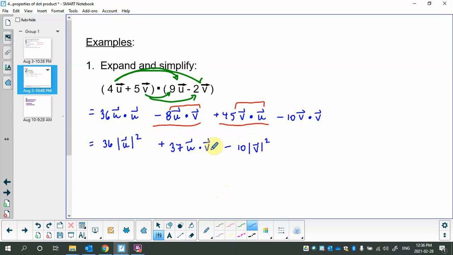Notice how when I mean dot, I'm saying dot, and when I mean magnitude, I'm writing magnitude, and all of this is happening with vector, vector, vector, vector. So make sure you are clear with your communication.